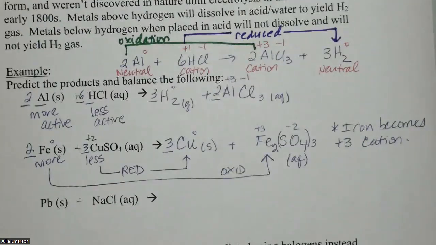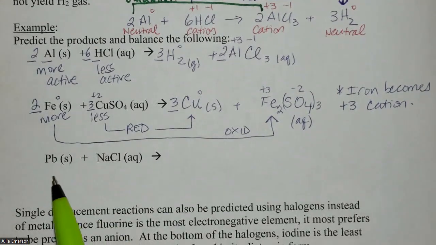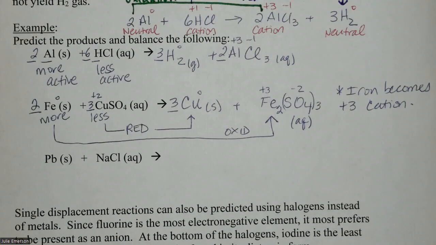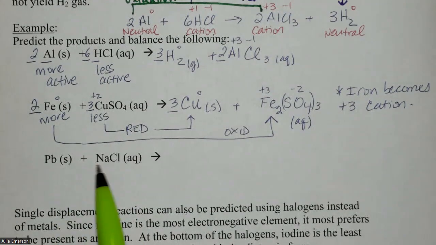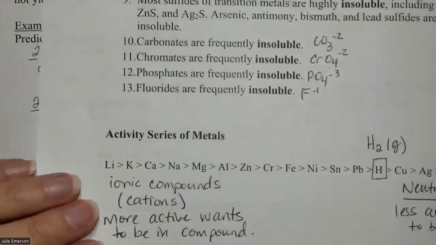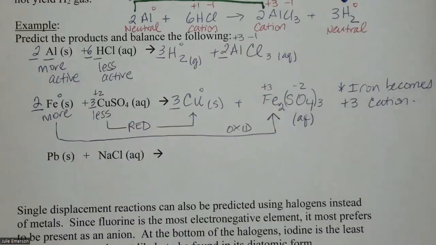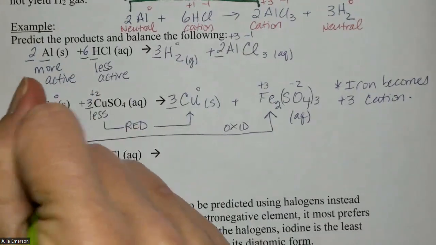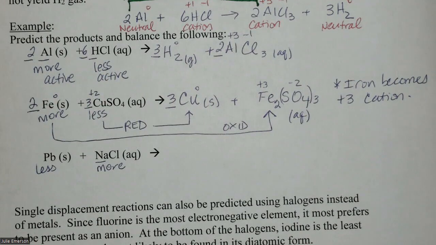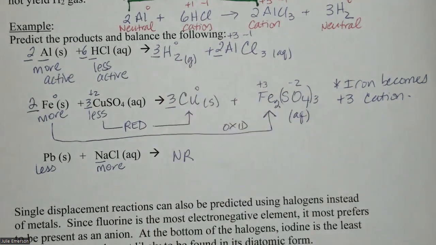All right. Now, the next equation, we have Pb, lead, and we're basically putting it into salt water, NaCl. Now, in this one, we're looking at the lead and the sodium. Again, the chlorine is just a spectator. When I look at my activity series, sodium is a highly active metal. Lead is much less. So lead is a less active metal. Sodium is more active. We remember that the less active wants to be alone, which it is. So this would be one of those scenarios where nothing happens.